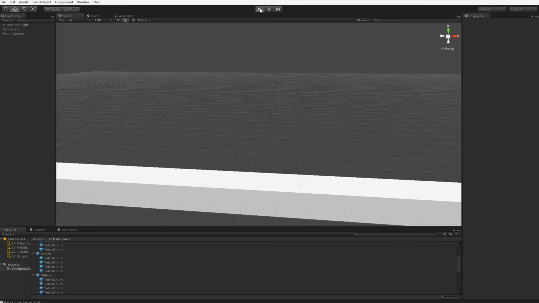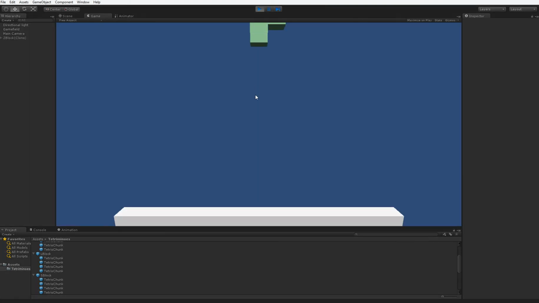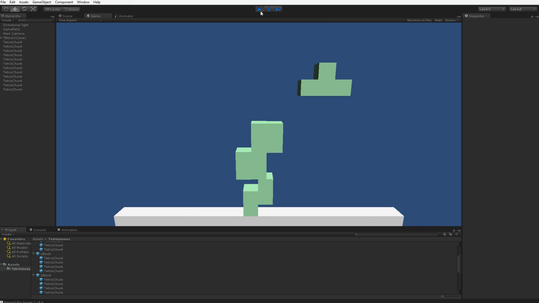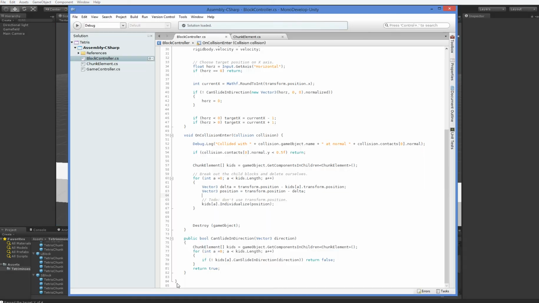Welcome back. So in the last episode, all the physics was starting to work out, but we still have a problem where the blocks don't land on an integer value. So, for example, you get a situation like this, which is not something that should ever be able to happen in Tetris, obviously. So what we need to do is make it so that these blocks snap to the nearest integer value, and that's done right here in the block controller script.